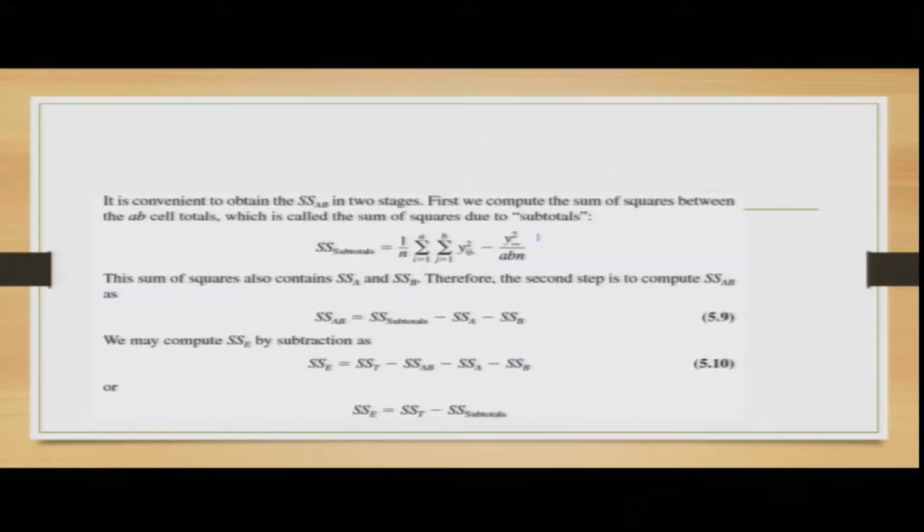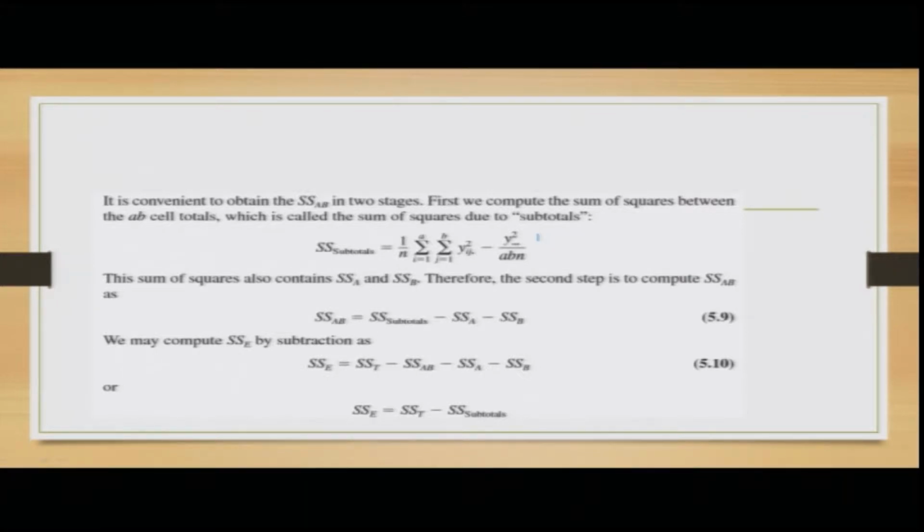It is convenient to obtain the sum of the squares of a, b in two stages. First, we compute the sum of the squares between the a, b cells in total, which is called the sum of the squares due to the subtotals, and then basically go into finding out the averages of the subtotals. If you pay attention to the formula, these things would become very clear.